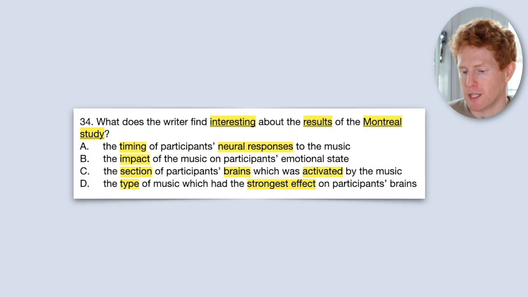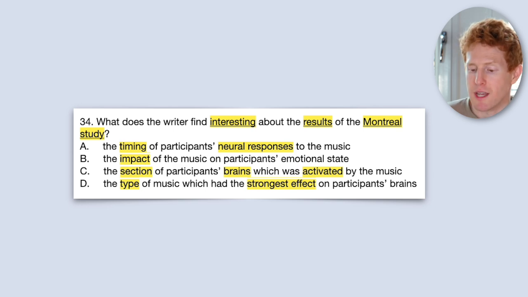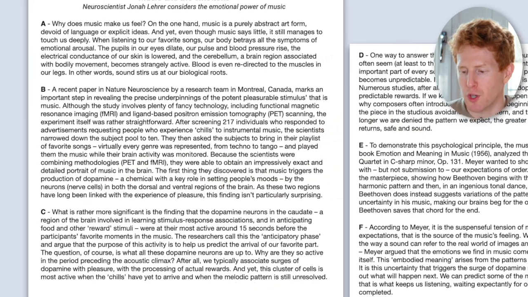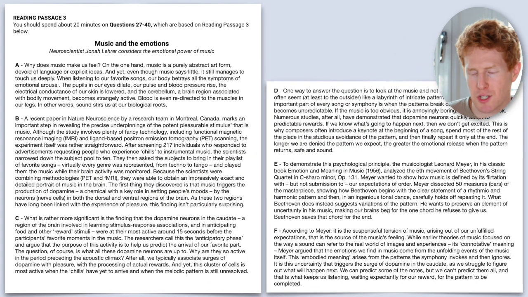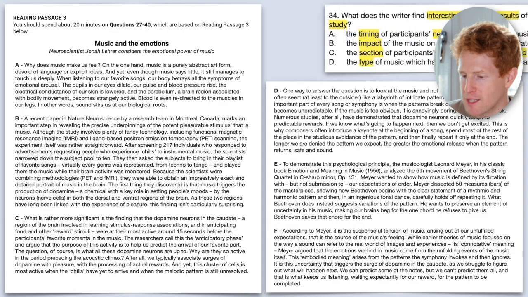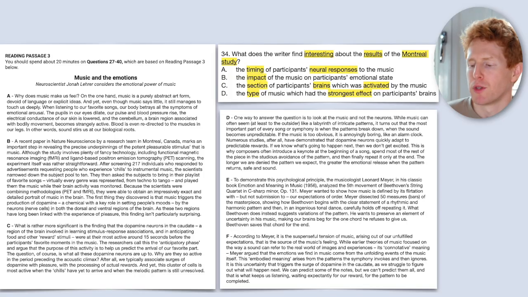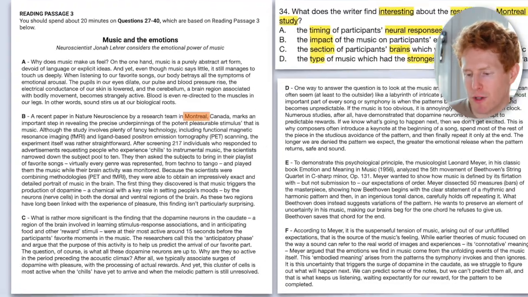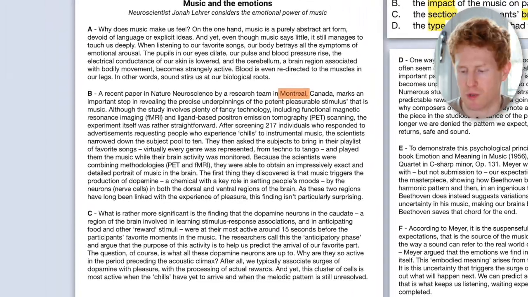A: The timing of participants' neural responses to the music. B: The impact of the music on participants' emotional state. C: The section of participants' brains which was activated by the music. Or D: The type of music which had the strongest effect on participants' brains. Now, they're all plausible answers, so we need to go to the text and find the right section. It says, what does the writer find interesting about the results of the Montreal study? So we're going to scan the text and find this phrase Montreal.